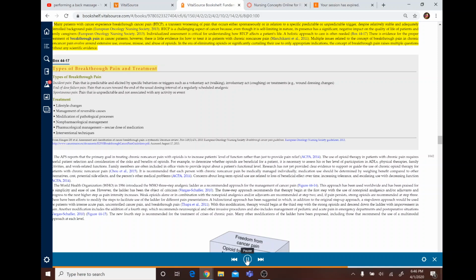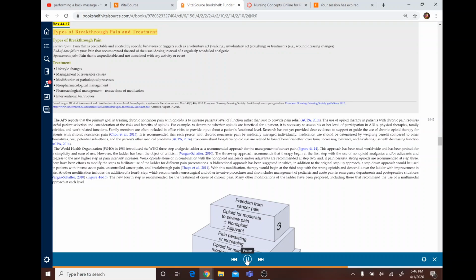Manchikanti et al., 2011. Multiple issues related to the concept of breakthrough pain in chronic non-cancer pain evolve around extensive use, overuse, misuse, and abuse of opioids. In the era of eliminating opioids or significantly curtailing their use to only appropriate indications, the concept of breakthrough pain raises multiple questions without any scientific evidence.